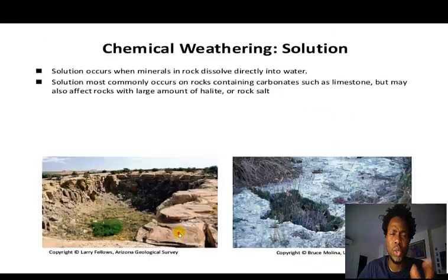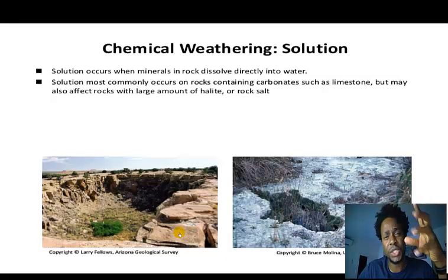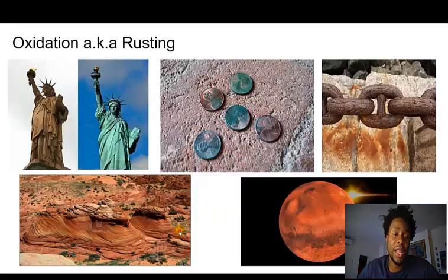Another one is solution. It goes side by side with hydration. Solution is just when something solid dissolves completely in water, creating a solution. Okay, that said, here's a common example of oxidation.